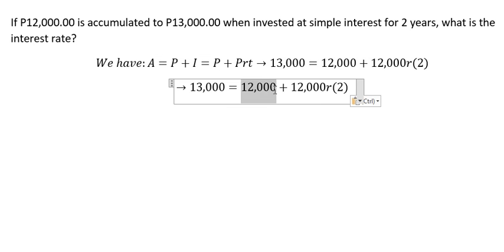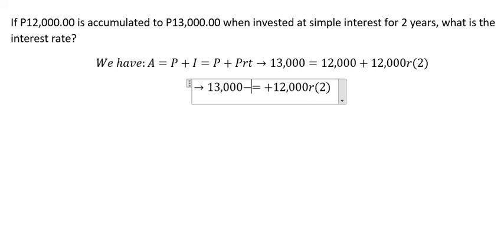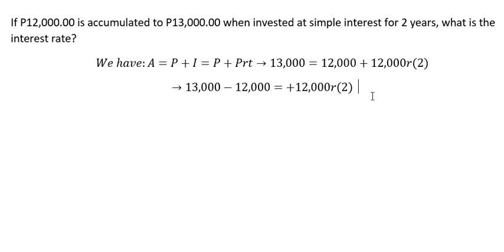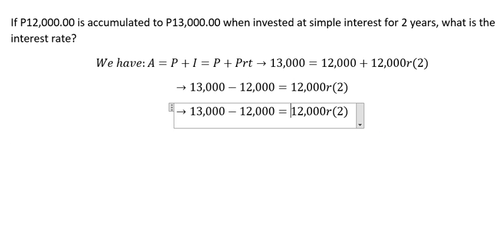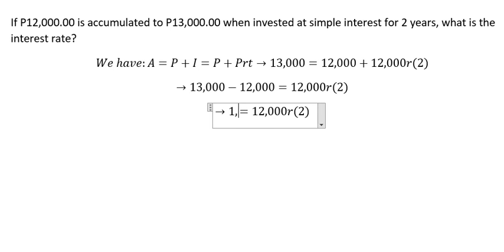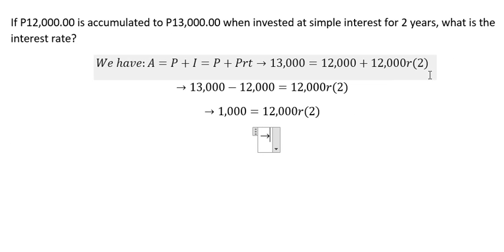So we put 12,000 to the left. So this one you get 1,000. Later we divide both sides by 12,000 and by 2. And then we get the final answer.